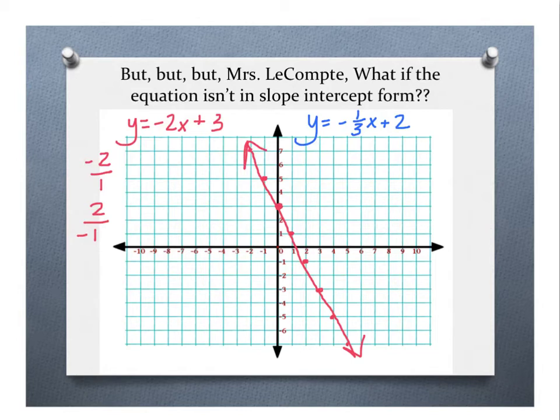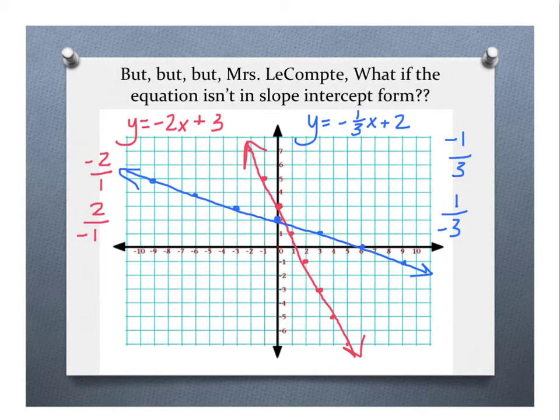Now the blue one. Slope of negative 1 over 3, y-intercept of 2, slope of either down 1, right 3, or up 1, left 3. So, down 1, right 3. Oh, so these are both downhill lines, both negative slopes. Up 1, left 3, up 1, left 3. Draw your line all the way up to the ends. Arrows. So it doesn't matter whether it's given to you in slope-intercept form or not. You can graph it.